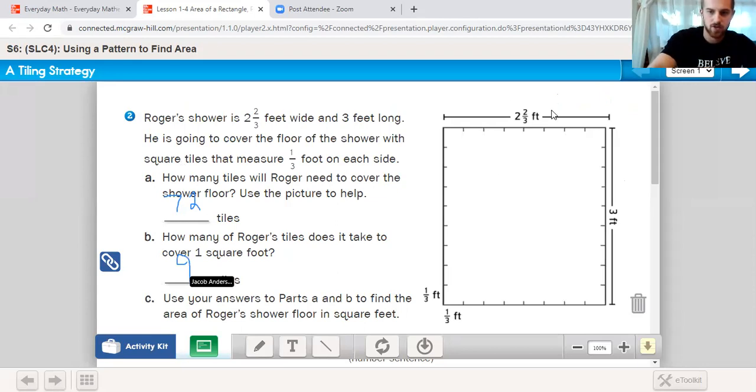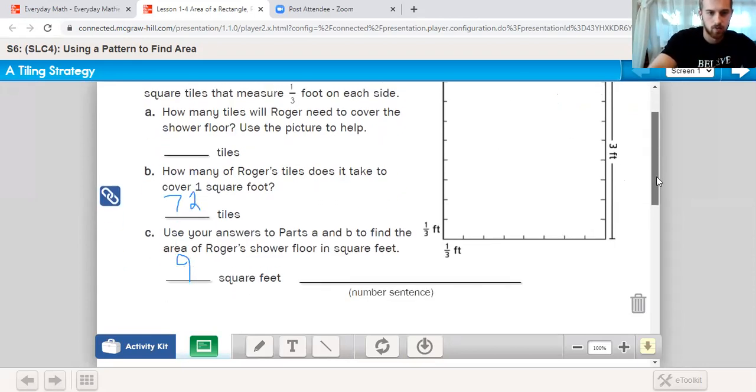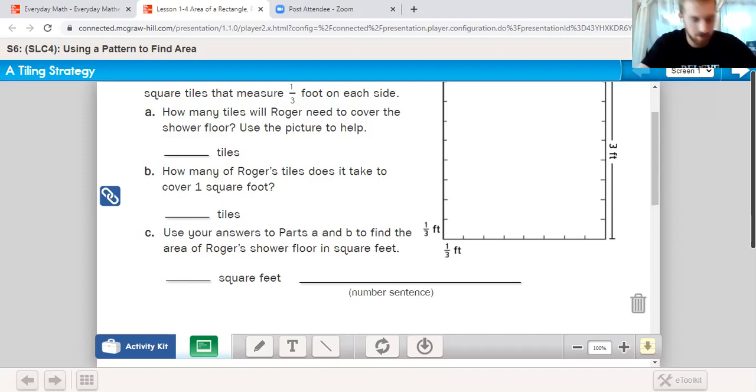Awesome. So now we just got to scroll down. So we already have those in. Now it wants to know, use your answers to part A and B to find the area of Roger's shower floor in square feet. So we know for part A, it was 72 after we found the area. And then B, we knew it was 9 in 1 square foot. And now part C wants us to find out the area of the shower floor in square feet. So it wants an answer and a number sentence.